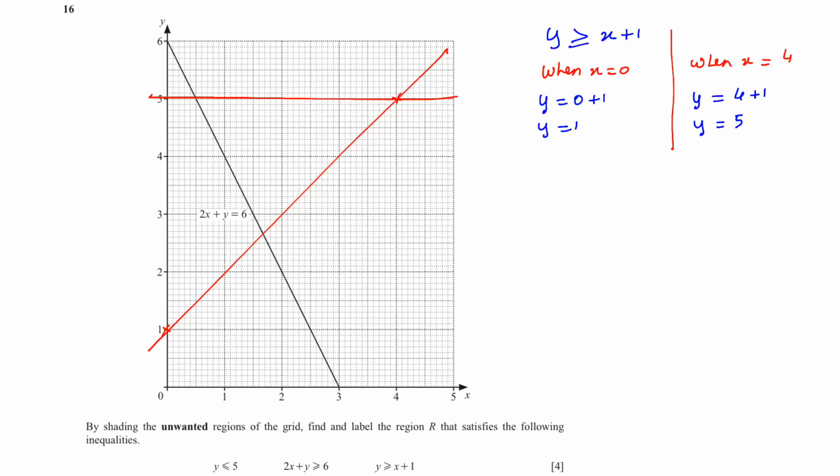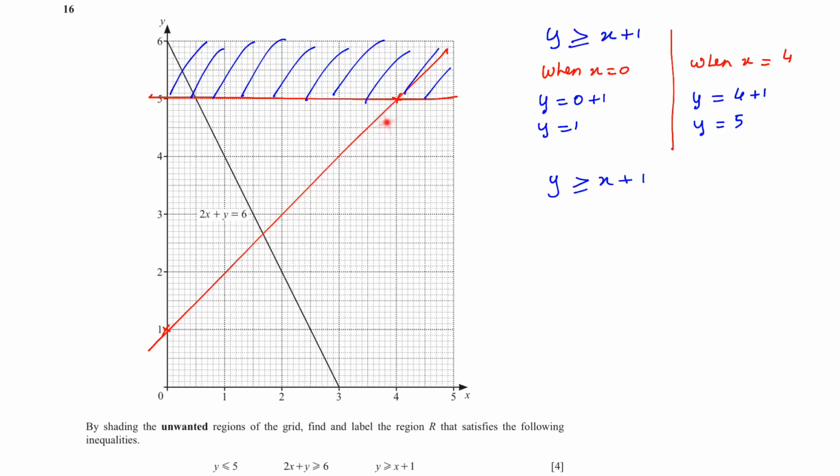The first inequality is y is less than 5. We want y is less than 5. So y is more than 5 is going to be cancelled. Then we have to find for y is less than or equal to x plus 1. Choose any point.